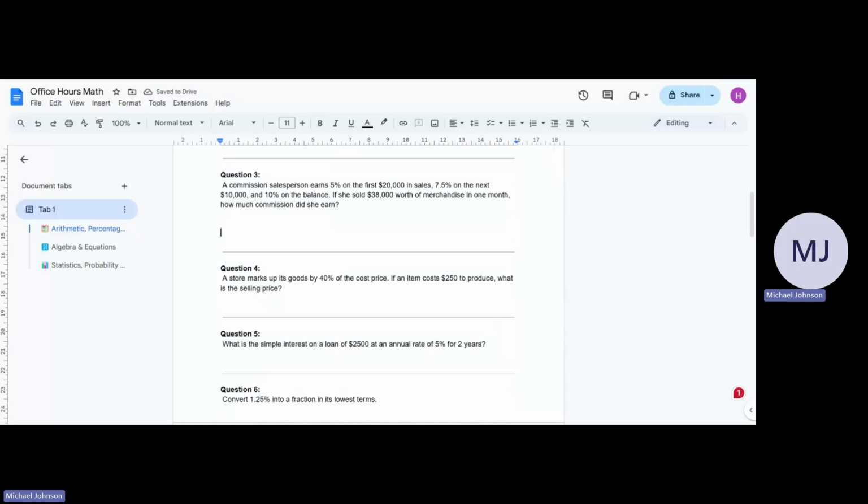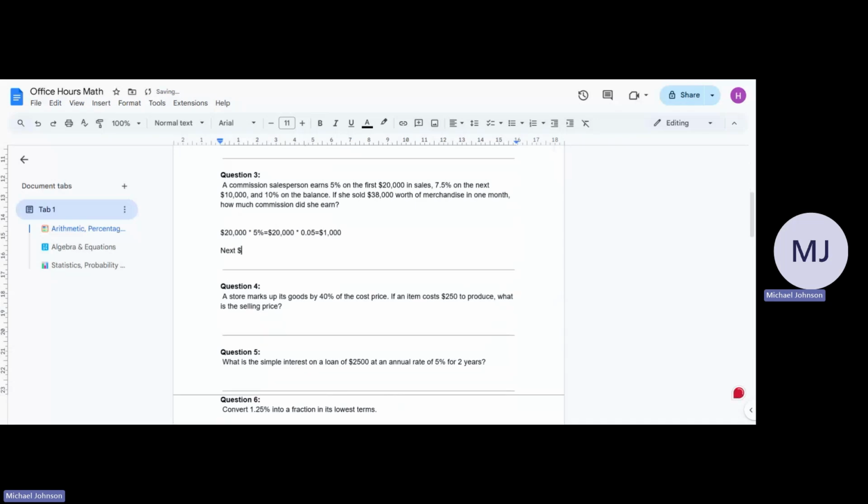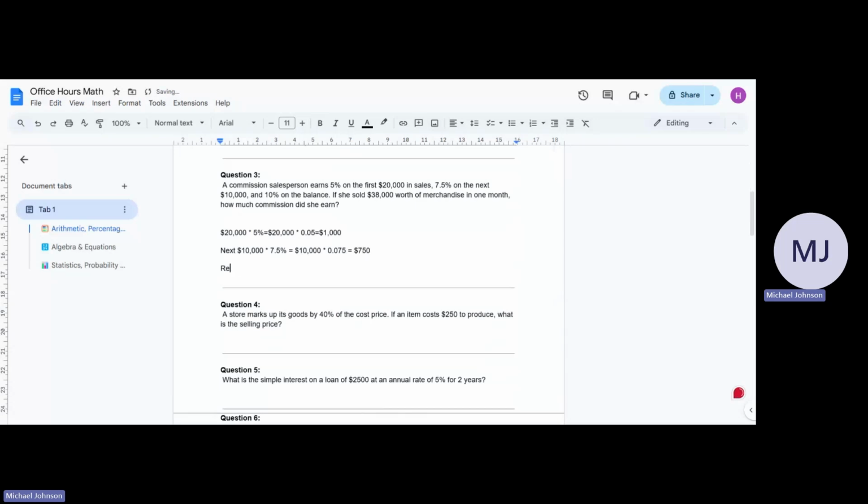10% on the balance. If she sold $38,000 worth of merchandise in 1 month, how much commission did she earn? So 20,000 we'd start with times 5%. That would be the same as 20,000 times 0.05. We get $1,000. Next, $10,000 times 7.5% equals 10,000 times 0.075. You would get 750. Then the remaining $8,000 times 10%.